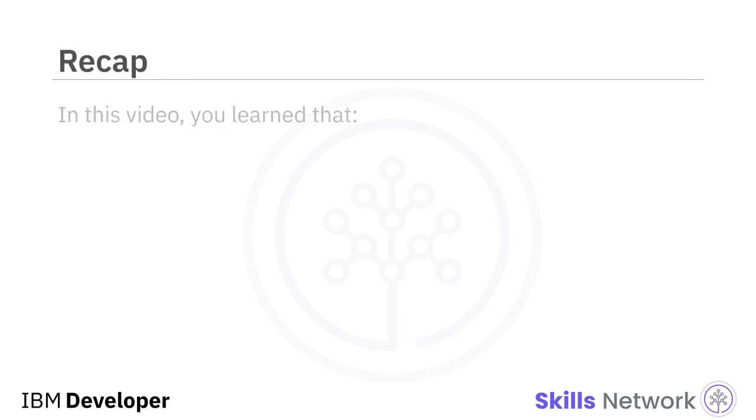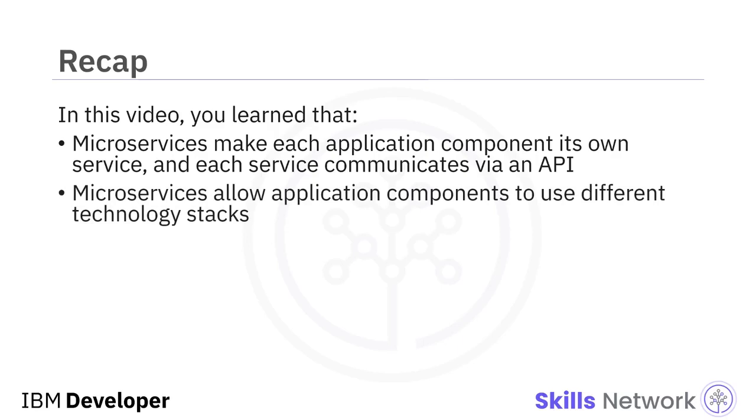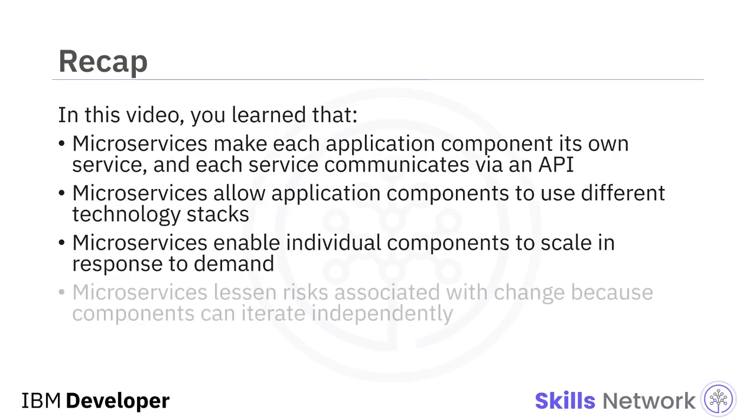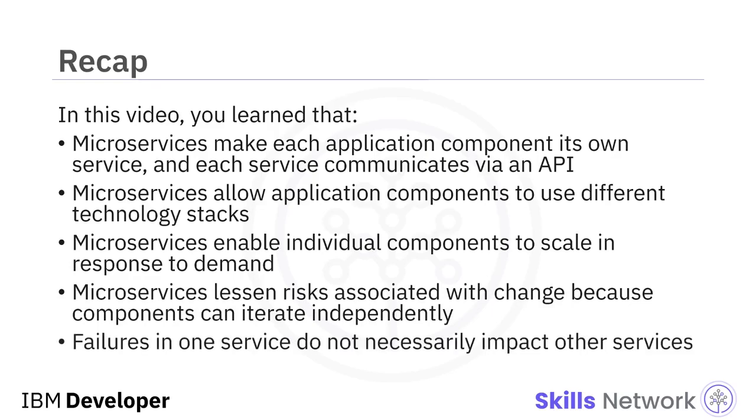In this video, you learned that microservices make each application component its own service, and each service communicates via an API. Microservices allow application components to use different technology stacks. Microservices enable individual components to scale in response to demand. Microservices lessen risks associated with change because components can iterate independently. And failures in one service do not necessarily impact other services.